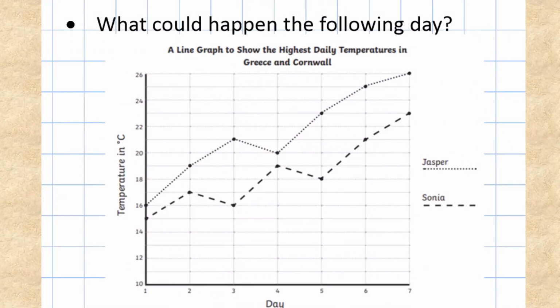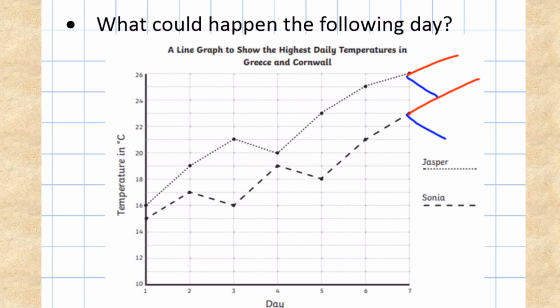So what could happen to the temperatures on the following day? Well, the temperatures seem to keep going up. So they could have carried on going up, it could have got hotter and hotter, or the temperatures could have started to go down again.